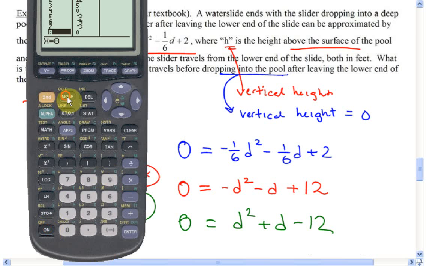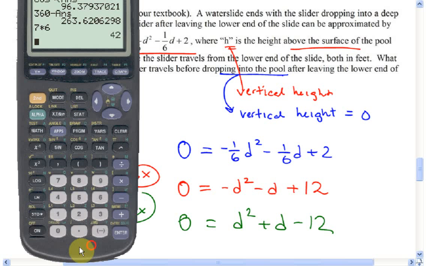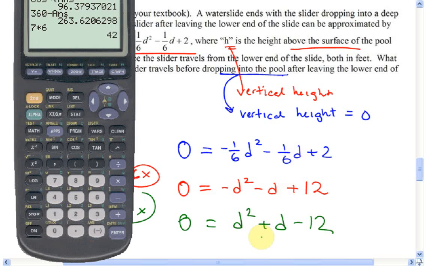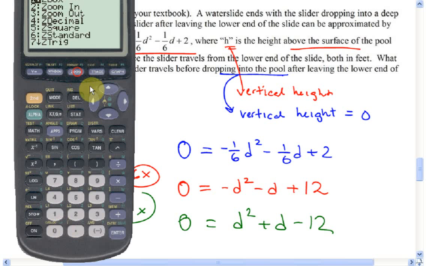But what I'd like to do before we actually solve this is I want you to graph out all 3 of these equations. The one in the blue, the one in the red, and one in the green. And watch what you get. Okay, so I'm going to do this, negative 1/6 x squared minus 1/6 x plus 2. Underneath, I'm going to type in negative x squared minus x plus 12. And then also I'm going to put in x squared plus x minus 12. 3 totally different equations, but watch what happens when I graph them out.